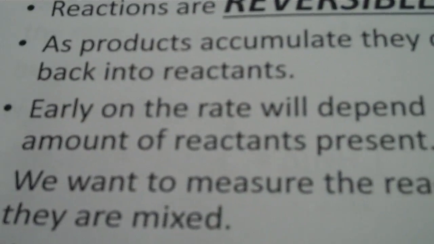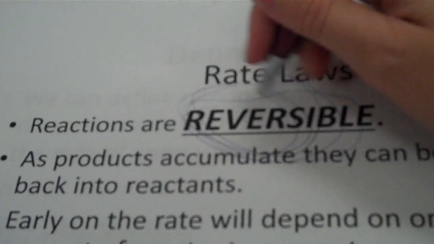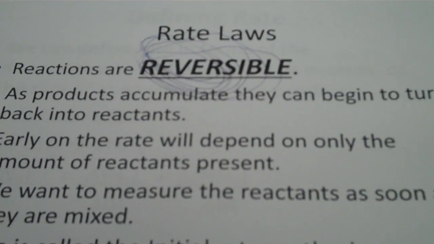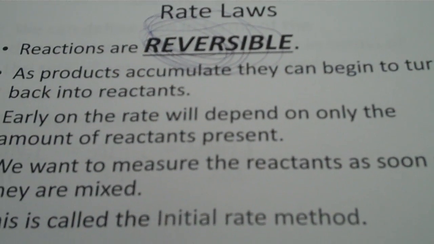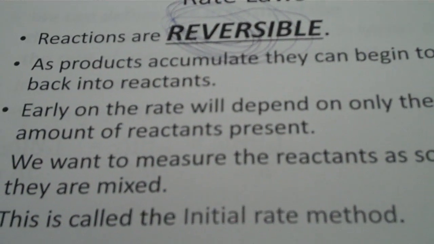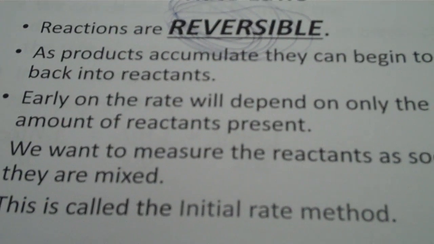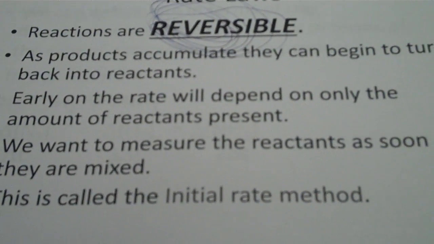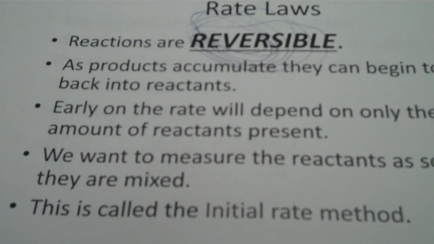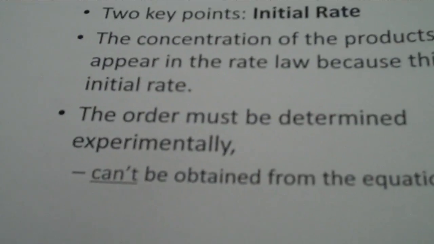Let's also go ahead and talk about our rate laws. So all reactions are reversible. This is very important. Make sure you know this. They are reversible. As products accumulate, they are going to begin to turn around and turn back into reactants. So at the very beginning of the reaction, you completely depend on the reactants only because there are no products. So you can only depend on the reactants. We want to measure the reactants as soon as they are mixed. This is called the initial rate method. The initial rate method only depends on the reactants because that is the only thing that is present.